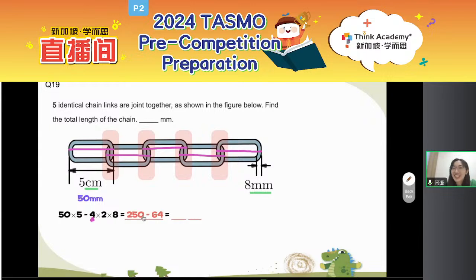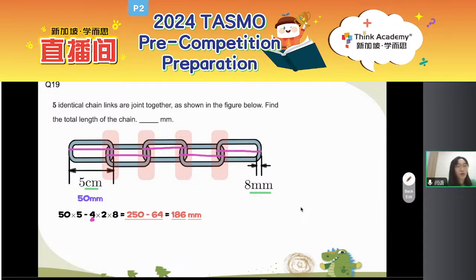No, okay. So that is 64. So 250 minus 64, you will get 186, okay? Some students got 196. Pay attention to the borrowing, okay? So here, 5 borrow 1 to the ones place, okay? So here, 186. This is the final answer. Is it very easy?